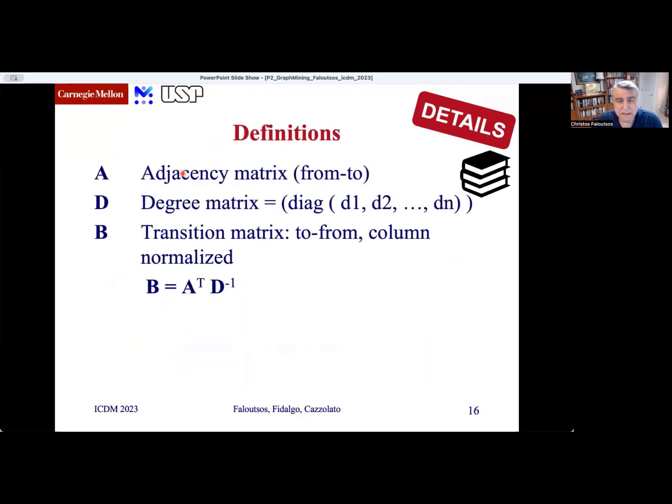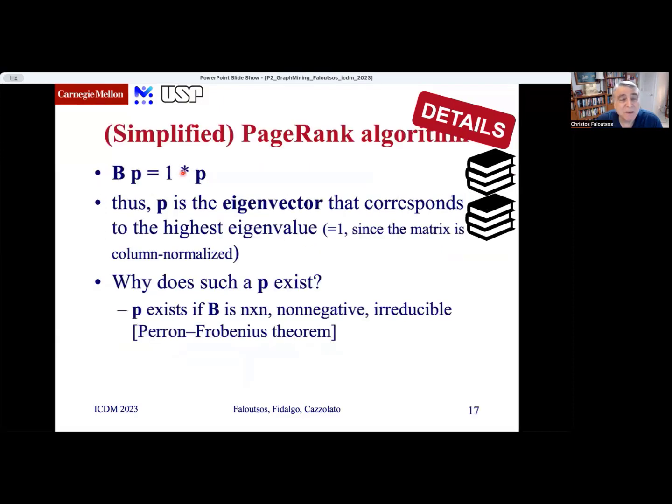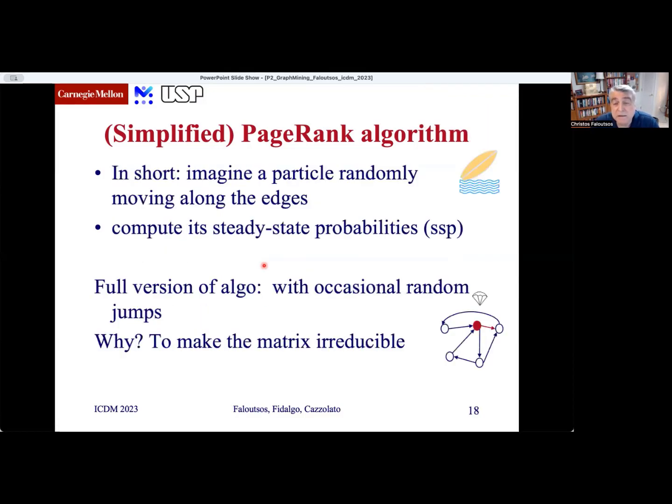We'll skip the details. This is for the ones who want to do the implementation. And if we reveal the scalar one that is hidden here, this is exactly the definition of the eigenvector of the matrix B with eigenvalue 1. It's a long story, but because the matrix is column normalized, the first eigenvalue is 1. And this is exactly the definition of first eigenvalue and first eigenvector. There is a lot of very nice matrix algebra theory why this vector exists. This is the Perron-Frobenius theorem. The bottom line is that it exists.